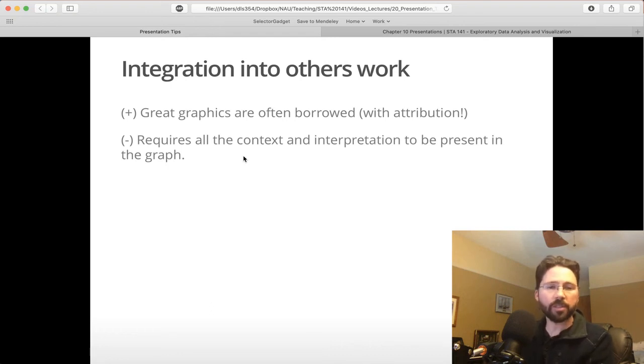Now, the thing about this is that your work is going to be used by other people and the context that you're intending it for might be lost. And so as a result, whenever you're making graphics that you think are going to be really, really good and other people might use them, you need your graphic to contain the context and interpretation and the references that you want to be there. And so sometimes in your graphics, there's a lot of polishing that goes on with the idea that other people are going to borrow this and put it into their work.